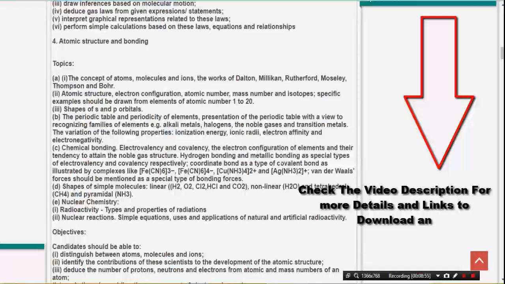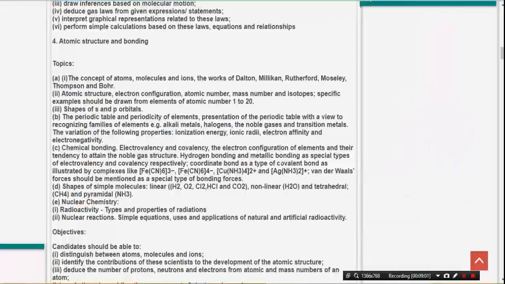B. The periodic table and periodicity of elements. Presentation of the periodic table with a view to recognizing families of elements. Examples: the alkali metals, halogens, the noble gases, and transition metals. The variation of the following properties: ionization energy, ionic radii, electron affinity, and electronegativity.